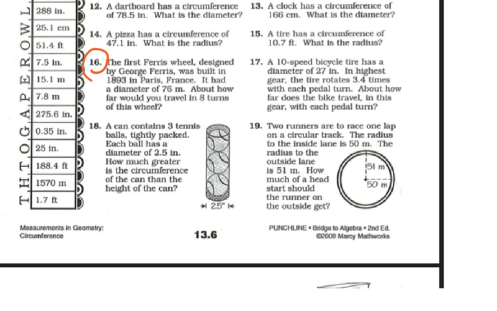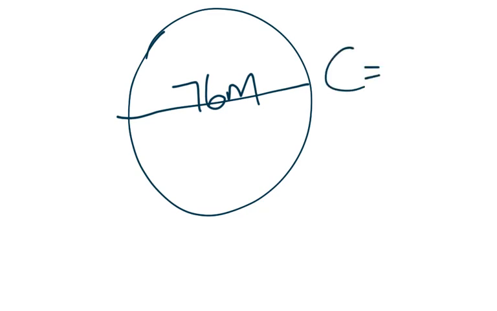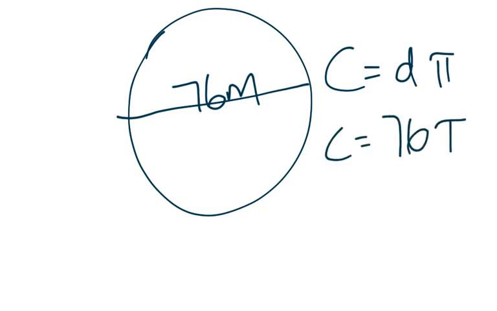So the important information that we need is the diameter. It told us the diameter, 76 meters. Okay? And the circumference is diameter times pi, so that's 76 pi. But don't forget that they want us to use 3.14. And that's fine. And that's meters too.